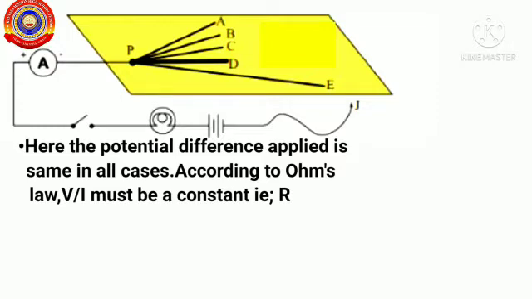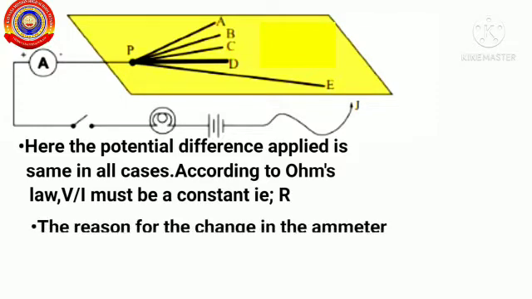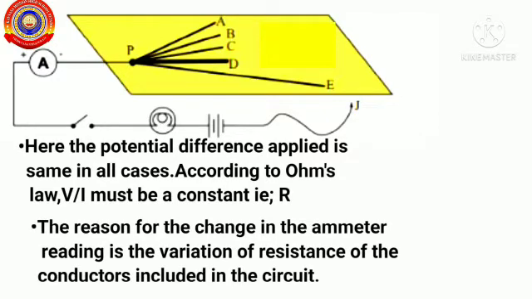R is the resistance. From the above inference, we can say that when the length or thickness of the conductor changes, the ammeter reading also changes. That means the current flowing through it also changes. The reason for the change in the ammeter reading is the variation of resistance of the conductors included in the circuit. That means when the resistance of the conductors in a circuit changes, the flow of current through that circuit also changes.